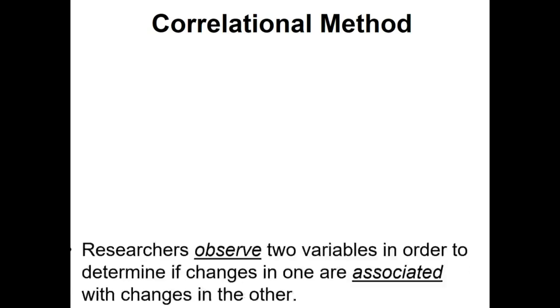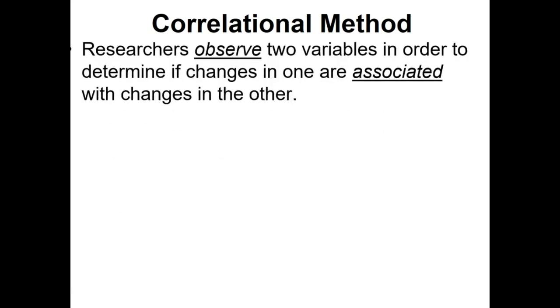Let's preview what you are going to master in this video. For the correlational method, researchers do not manipulate any of the variables. They simply observe two variables in order to determine if changes in one are associated with changes in the other. Notice that I did not say if changes in one cause changes in the other. Correlation does not equal causation. This is not, however, going to be covered in this video tutorial.